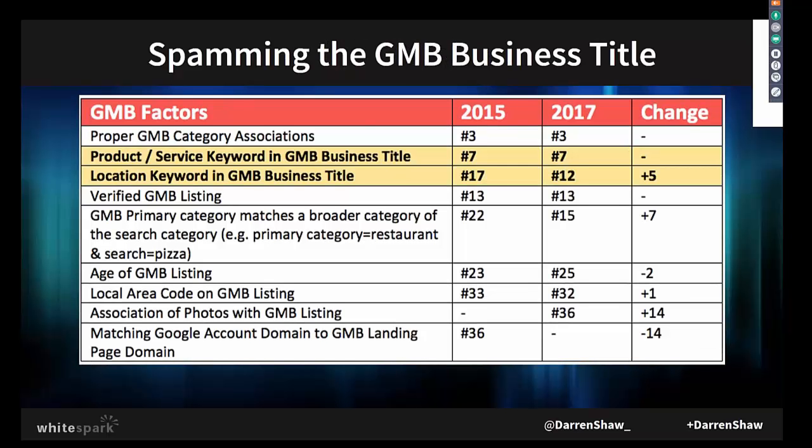These two factors I really want to highlight, because the movement in the ranking factor results does not actually reflect the real world right now. If you put your product or service keyword in the business title, or you put your location keyword in the business title, they are massive needle movers. I've heard lots of stories where people say, I ranked like 40 in the local finder, I put the keyword in my business title, and now I'm number 2 in the local pack. So those kinds of impacts can happen.